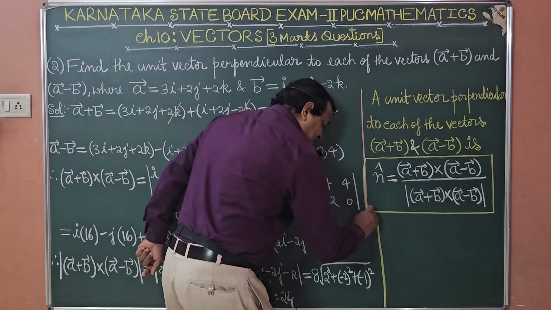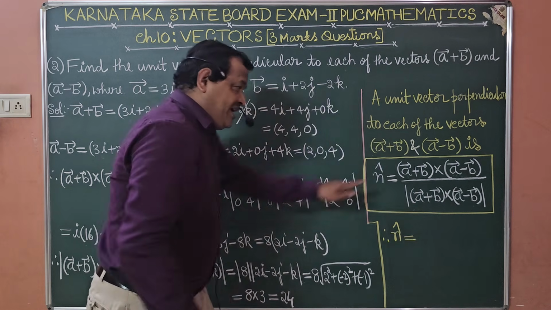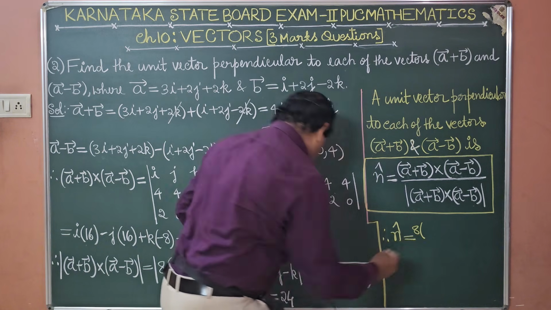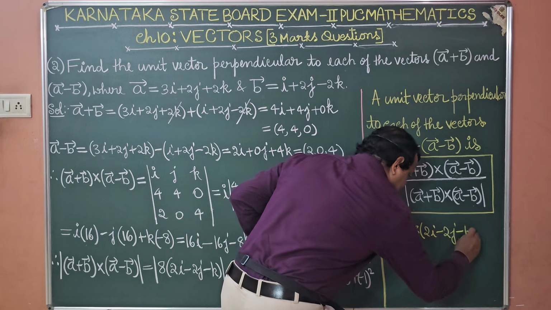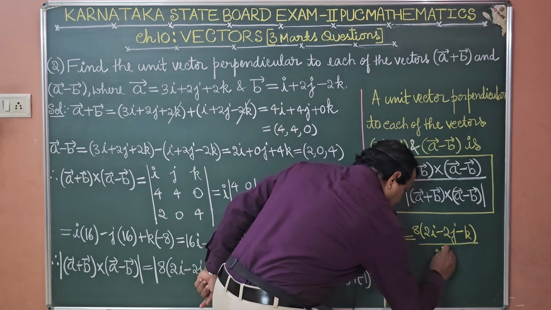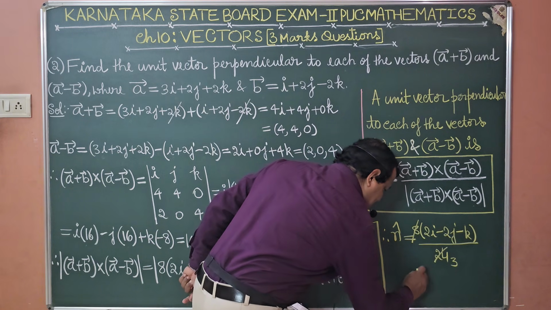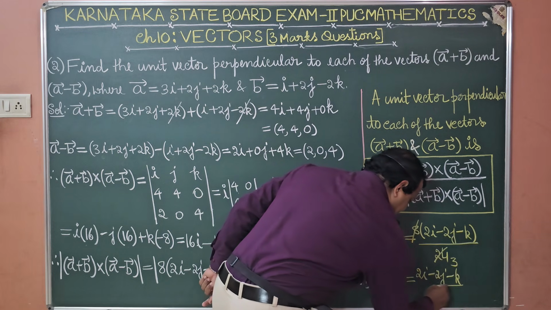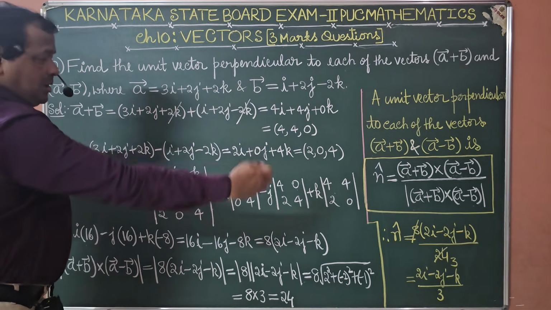Watch the video carefully, and in this formula, therefore I will substitute n cap is equal to, and the numerator is a vector which I have got here, 8 into 2i minus 2j minus k divided by the magnitude. Magnitude is 24, and 8 goes in 24 3 times. Therefore the final answer is 2i minus 2j minus k upon 3. So kindly go through the solution.